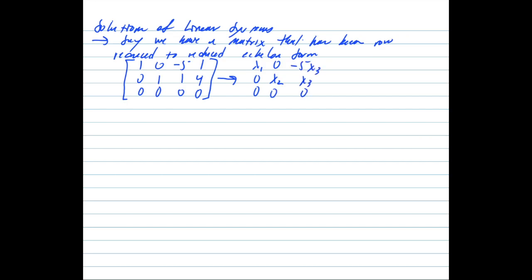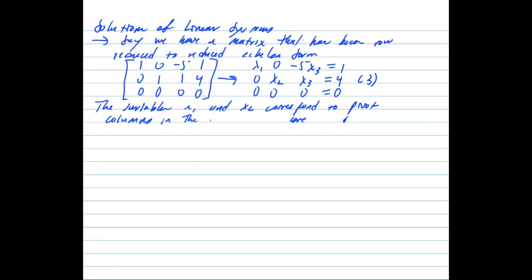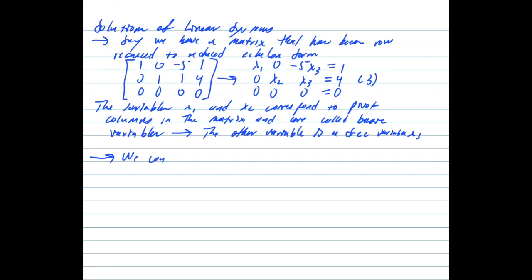So that corresponds to a system of linear equations that is x1 minus 5 times x3 equals 1 as the first equation. And the second one is x2 plus x3 is equal to 4. And then the third row is just all zeros. So the variables here, x1 and x2, are going to correspond to pivot columns. So x1 and x2 are the pivot columns in the matrix and are called the basic variables. And the other variable is a free variable. So x3 is not a pivot column.